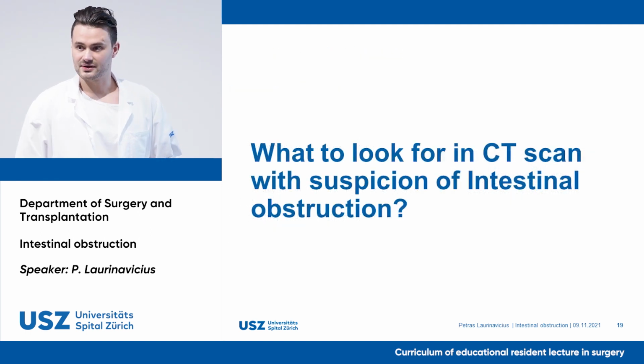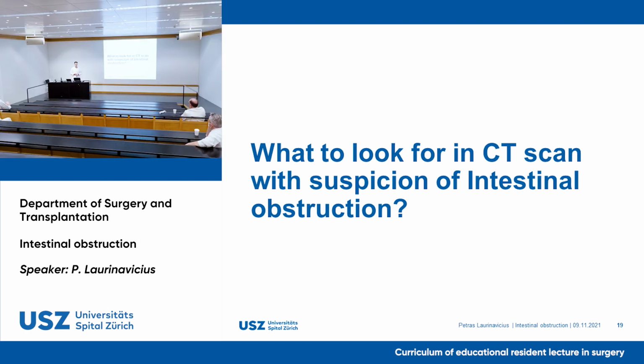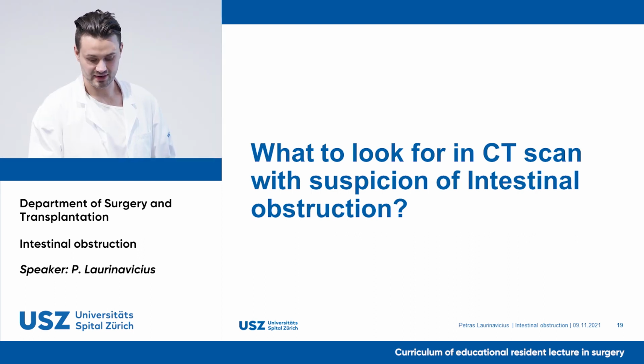So I would like to ask you, what are we looking for in a CT scan if we have a suspicion of intestinal obstruction in the small bowel? Intestinal dilatation, small bowel feces sign, or free fluid, free air, or some single band adhesions. Yeah. So basically three signs are defined as the main ones.